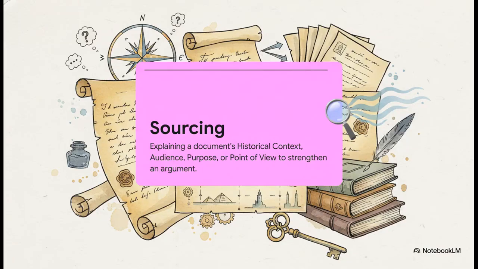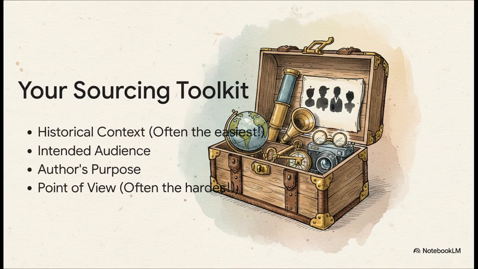So, the official term for this skill is sourcing. And it sounds complicated, but it's not. It just means that it isn't enough to report what a document says. You have to explain why it says what it says by digging into one of these 4 key areas. And here's your sourcing toolkit.